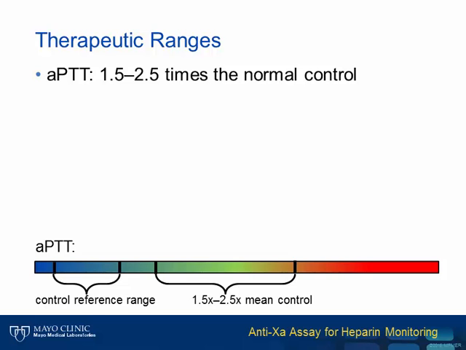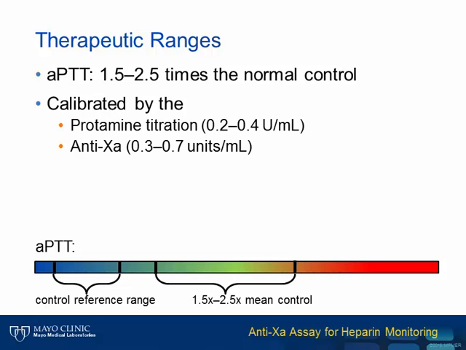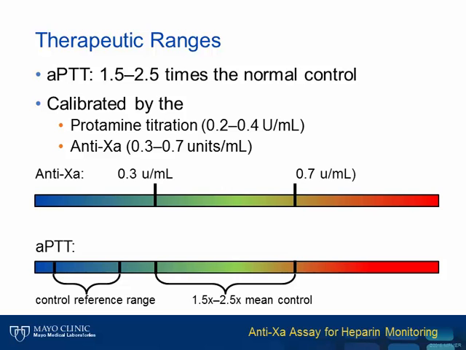In addition, early clinical studies showed evidence to support bringing the PTT to the therapeutic range within 24 hours to prevent thrombosis. Thus, the PTT ratio of 1.5 to 2.5 times the control became the standard for the therapeutic range. Based on these studies, the authors reported that the corresponding heparin level was 0.2 to 0.4 units per milliliter based on protamine titration, which is equivalent to an anti-10A level of 0.3 to 0.7 units per mL.